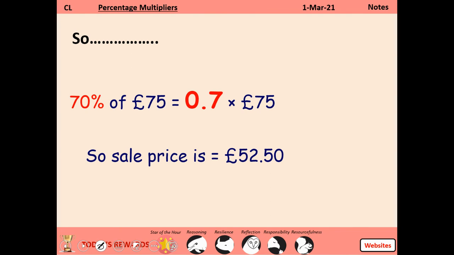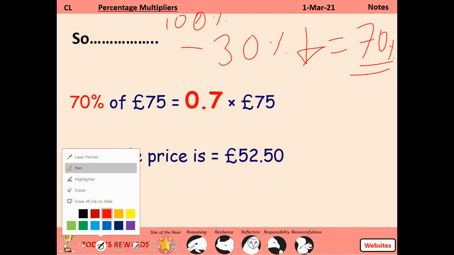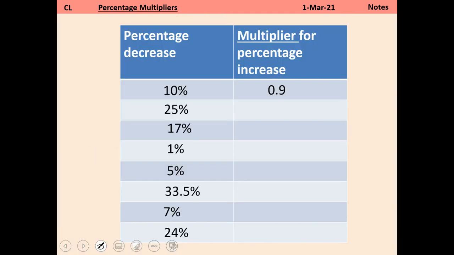So please copy down this example, very important. So what we had here, because there was a 30% decrease, okay, remember, 100% was the original amount. You subtract 30% from that. So the actual amount that you need to work out is actually 70%, okay? All right, what I would like you to do now is, again, exactly the same as the exercise before. Work out these percentage decreases as a multiplier.